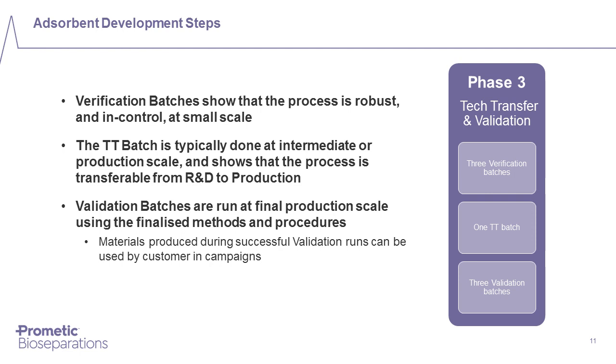Then we have an additional tech transfer batch, which is typically done at an intermediate scale between the bench and the proper production scale. And finally, we produce 3 validation batches that are typically run at production scale, but can be run at smaller scale. And at that point, the validation batches are typically already used by the client for preliminary processing studies or even in campaigns in some cases.